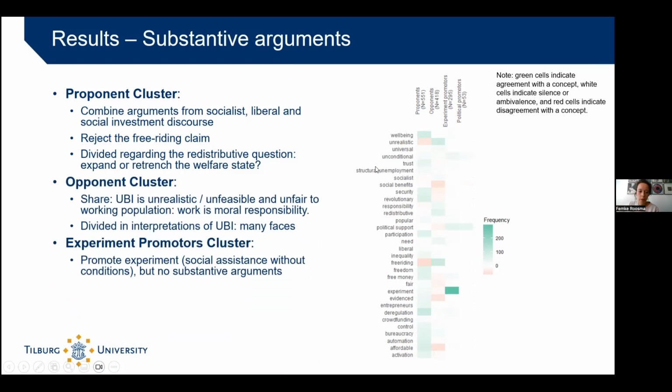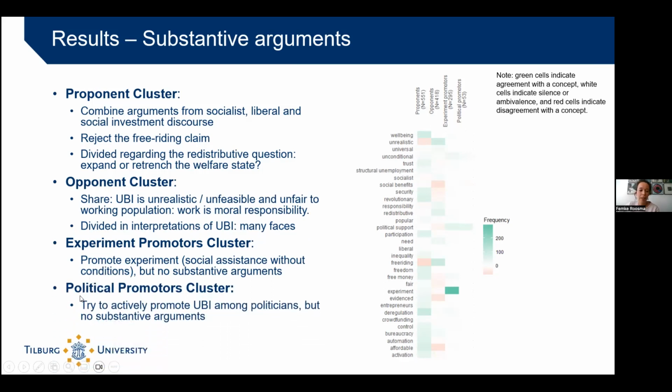So the opponent cluster, they share that UBI is unrealistic and infeasible, and that it's unfair to the working population. But they, of course, are much divided in the interpretations of UBI. So some find it very socialist, left-wing, and others are afraid that it will lead to welfare retrenchment. So here you see this many faces approach among the opponents. Now, the experiment promoters are very clear. They promote the experiment, but they don't use very substantive arguments. And the political promoters try to actively engage politicians to promote UBI, but they also do not really use substantive arguments. So they try to get politicians into the debate.